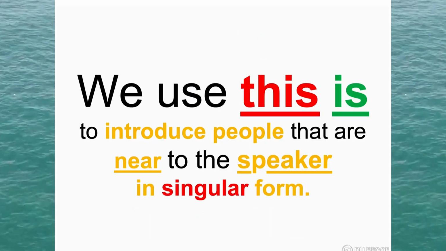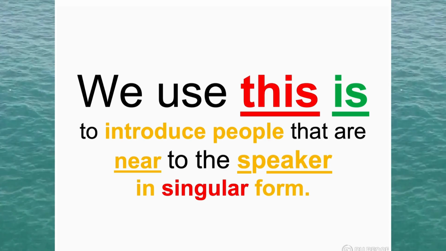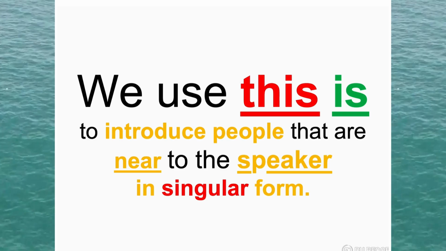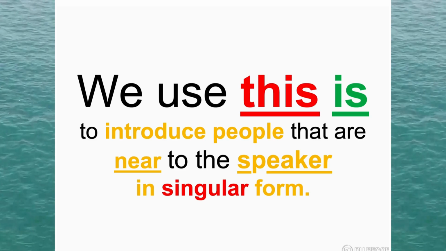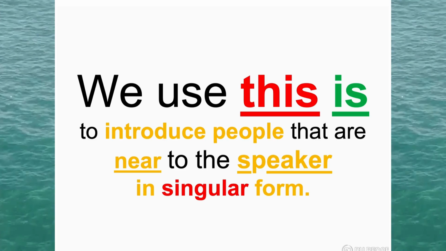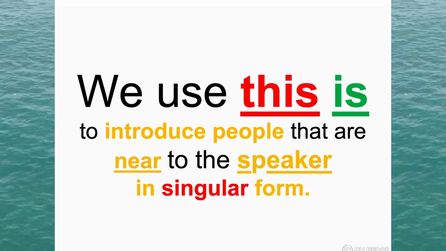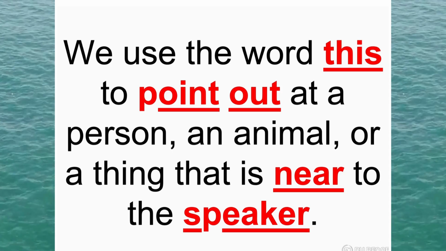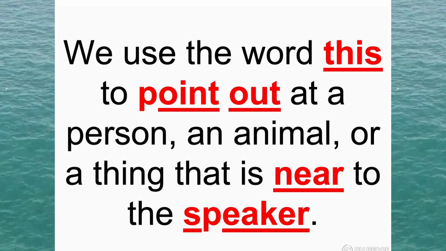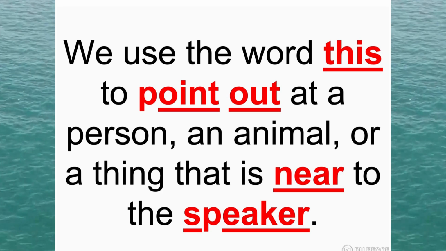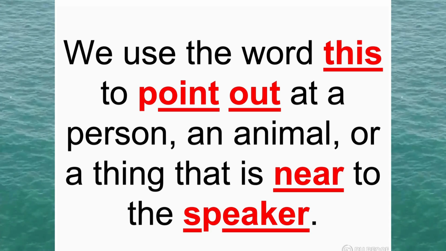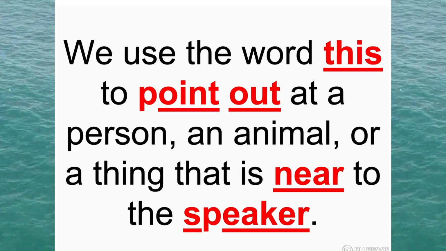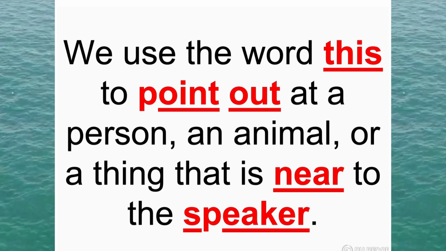We use this is to introduce people that are near to the speaker in singular form. I repeat, we use this to show that the people are near to the speaker. Let's see some examples. We use the word this to point out or to show that a person, an animal, or a thing is near to the speaker. So it's very clear. When we have people or animals or things that are near to the speaker, in the singular form we use this.